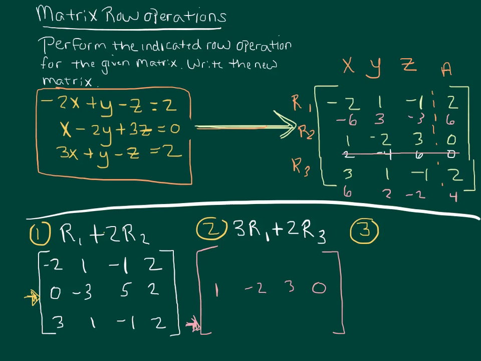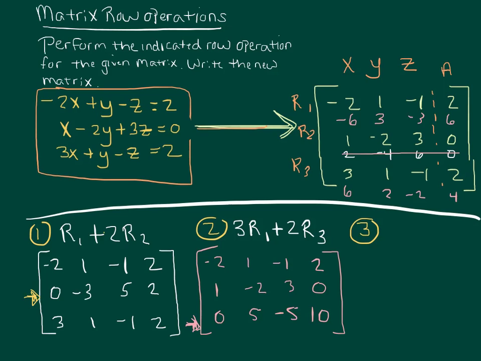And I'm going to leave row 1 as is. So again, it doesn't matter which one you change. But I'm choosing to do it this way. So negative 6 plus a 6 is a 0. 3 plus a 2 is a 5, negative 3 plus a negative 2 is a negative 5, and 6 plus a 4 is a 10. And I'll leave row 1 as it was above. Great.